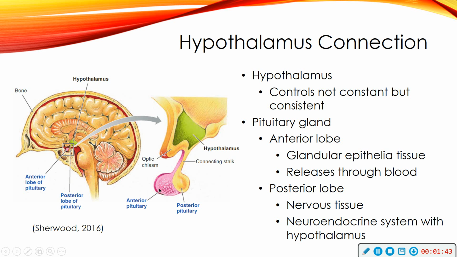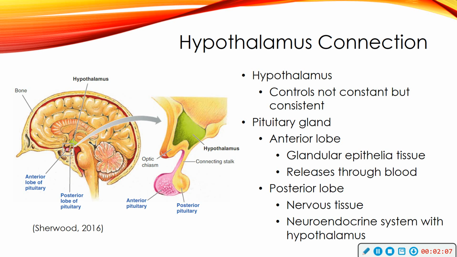The anterior, I'll go ahead and get out of the way since this is as much detail as I'm going to go into it, is made of a granular epithelial tissue, and it does release hormones. It's going to produce and release hormones, and it's going to pass those through our body by means of blood. So it releases those hormones through blood.